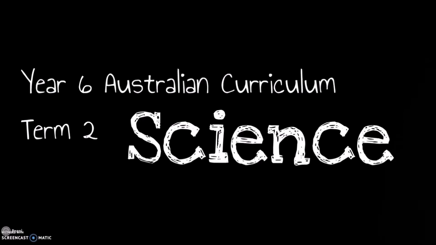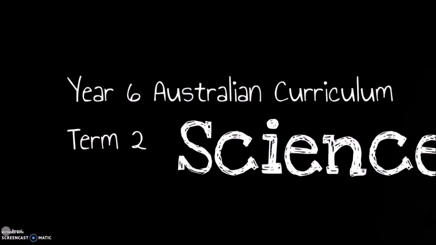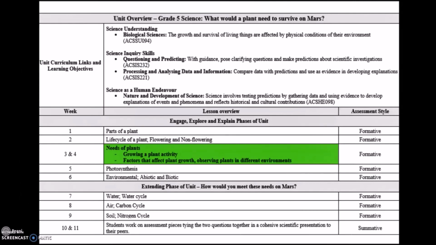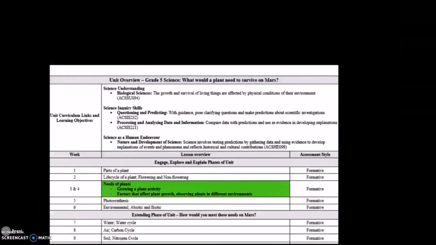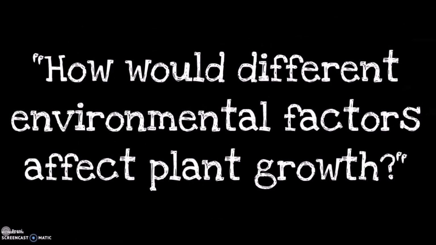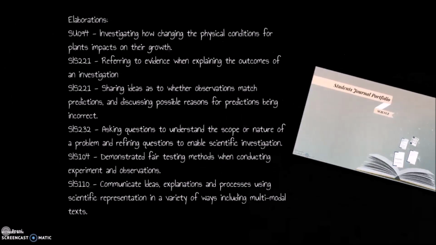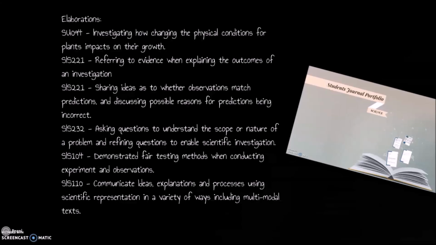This is the Australian Curriculum for Science Term 2 Year 6, within a unit plan that will run for approximately 11 weeks. We would narrow our question to how would different environmental factors affect plant growth in week 3, and we will be answering through the following engage, explore and explain phases, which will focus on the physical conditions or abiotics and their impact on plant growth.